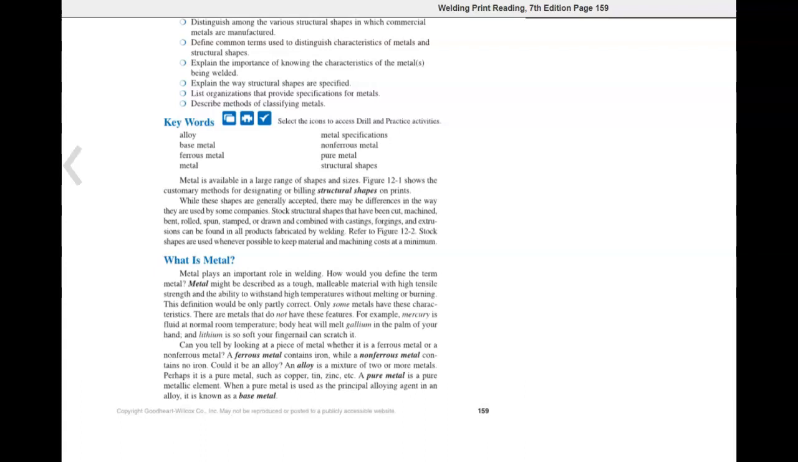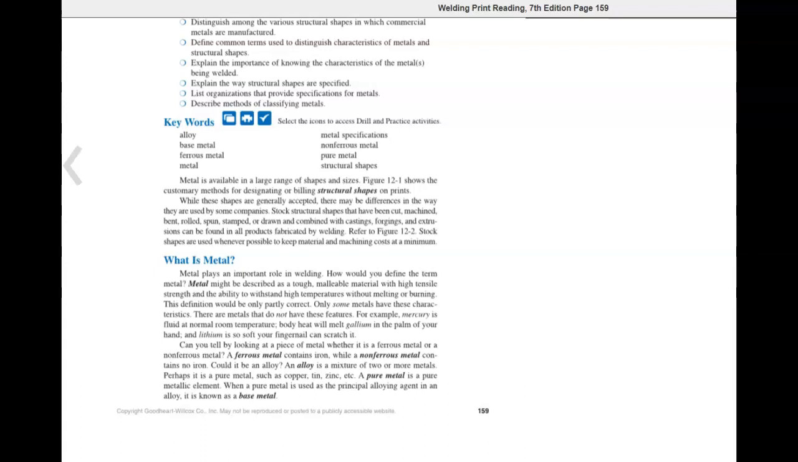What is metal? Metal plays an important role in welding. How would you define the term metal? Metal might be described as a tough, malleable material with high tensile strength and the ability to withstand high temperatures without melting or burning. This definition would be only partly correct. Only some metals have these characteristics. There are metals that do not have these features. For example, mercury is a fluid at normal room temperature. Body heat will melt gallium in the palm of your hand, and lithium is so soft your fingernail can scratch it.